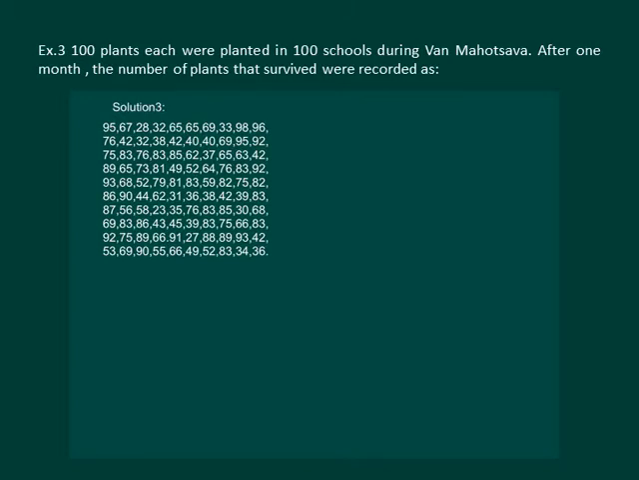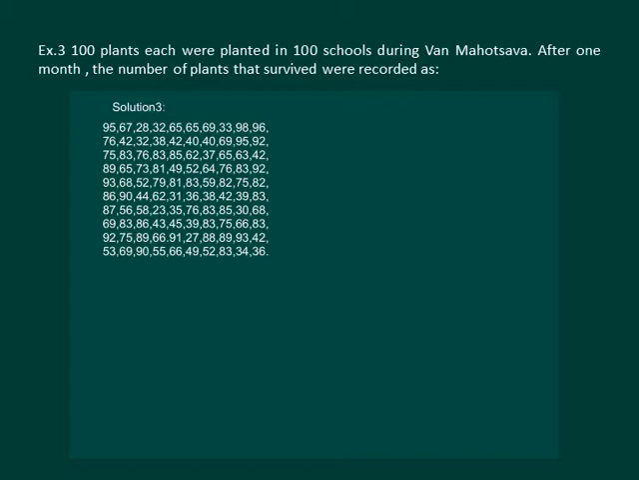Hundred plants each were planted in 100 schools during one Mahotsav. After 1 month, the number of plants that survived were recorded as follows. Now to present this data, we know that we will have to make a frequency distribution table. But it won't be possible to write each and every entry in the column like we did for marks in the previous example. So, we use the technique to group it.